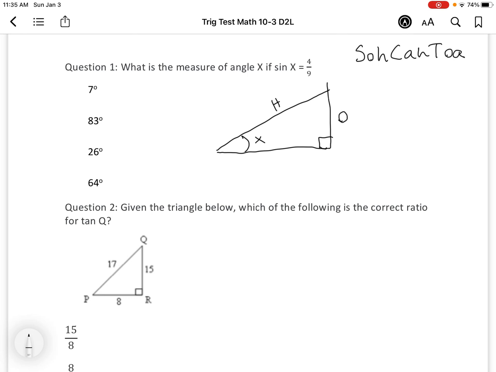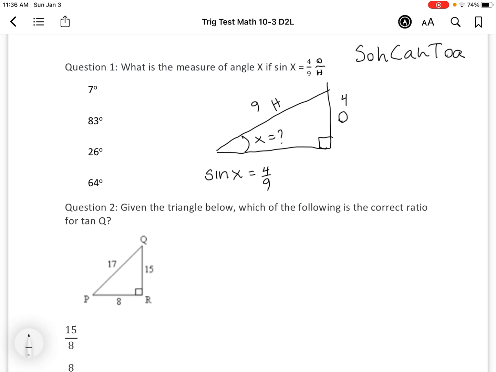So essentially, the sine of x is opposite over hypotenuse. The 4 is the opposite and the hypotenuse is 9, so this side is 4 and this side is 9. What we're looking for is angle x. Again, you don't have to draw this triangle to answer this question, but it's nice to be able to visualize it. So sine x equals 4/9.